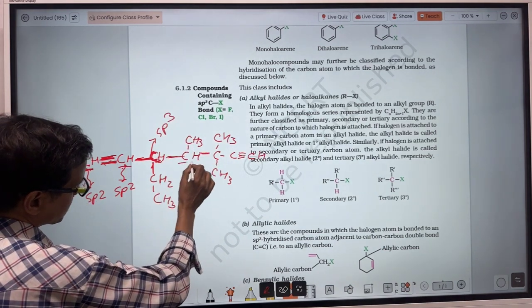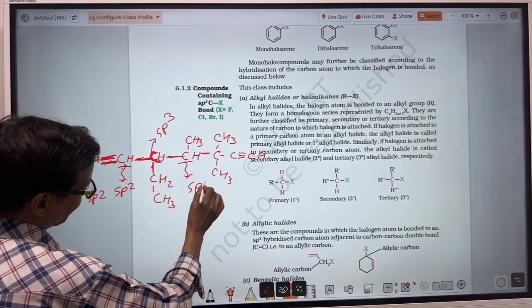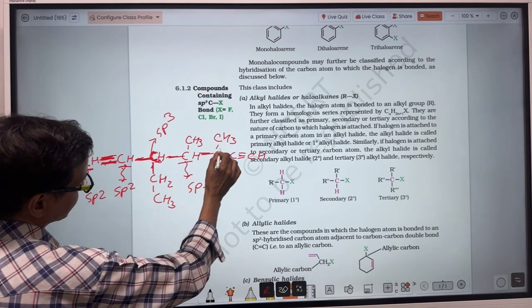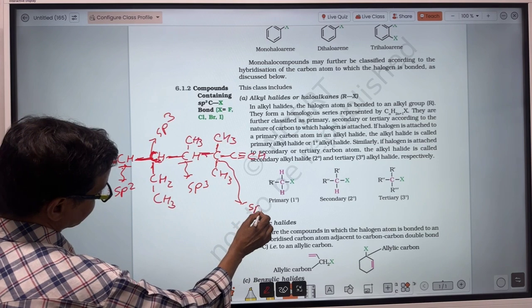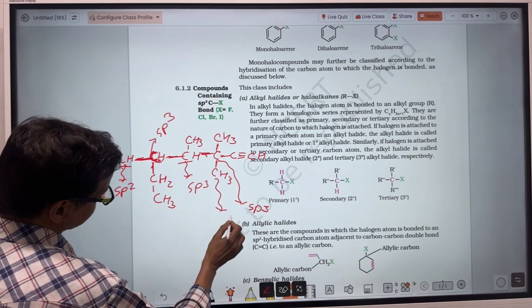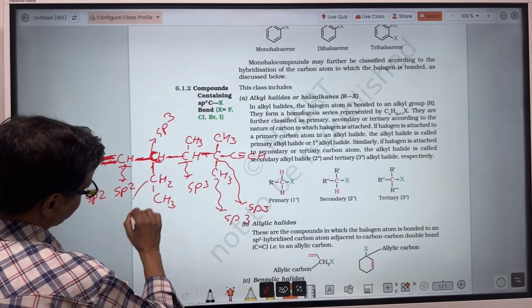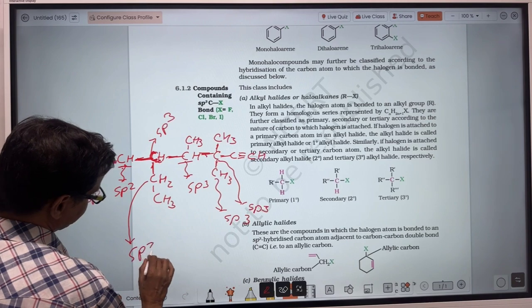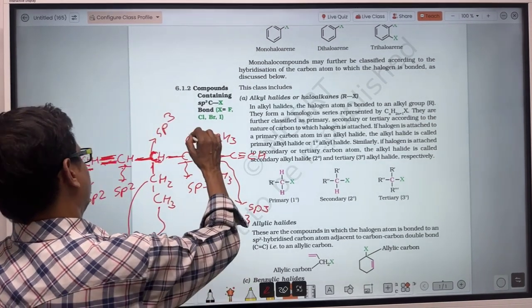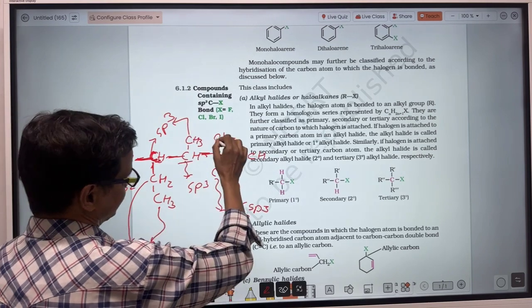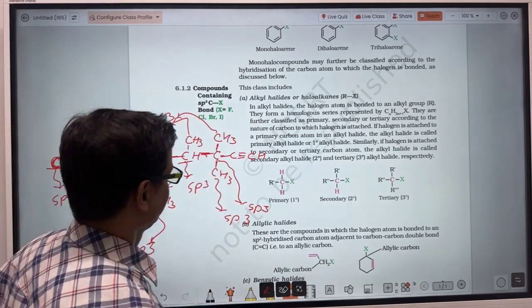Now the hybridization of this carbon atom will also be sp3. So this carbon atom is also sp3, here also sp3, this one sp3, this one also sp3, this one also sp3, this one also sp3.